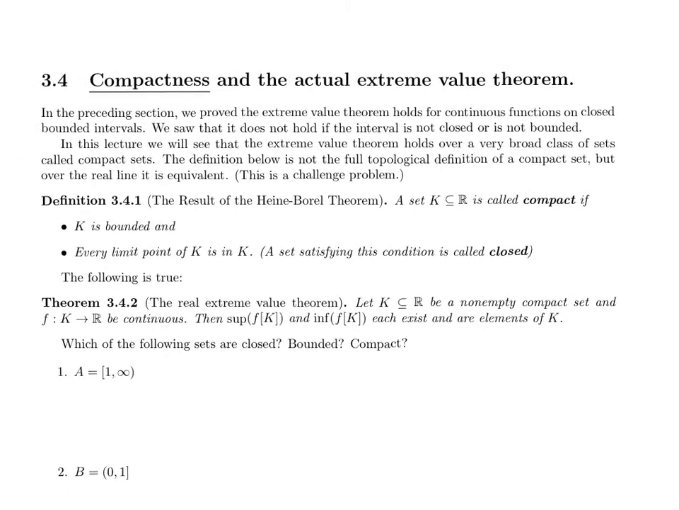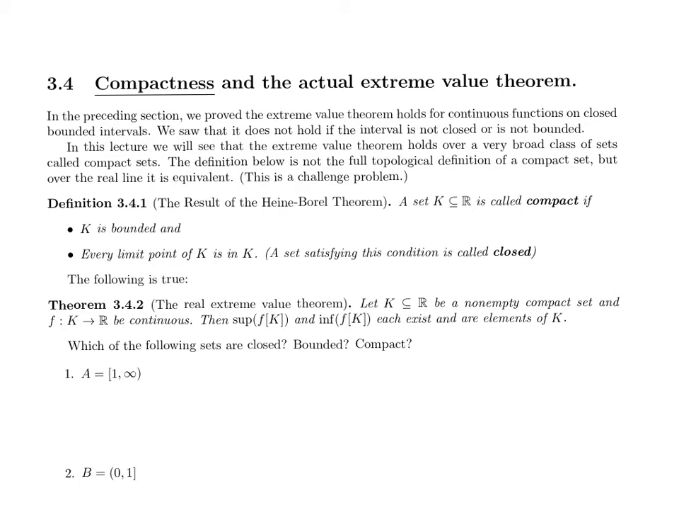So in the previous section, we proved the extreme value theorem holds as long as you study continuous functions on closed bounded intervals. In fact, the extreme value theorem holds over a much larger class of sets, namely, that class is compact sets. So somehow compact is like a good analytic analog of finiteness. And we'll kind of see what that means in this packet.